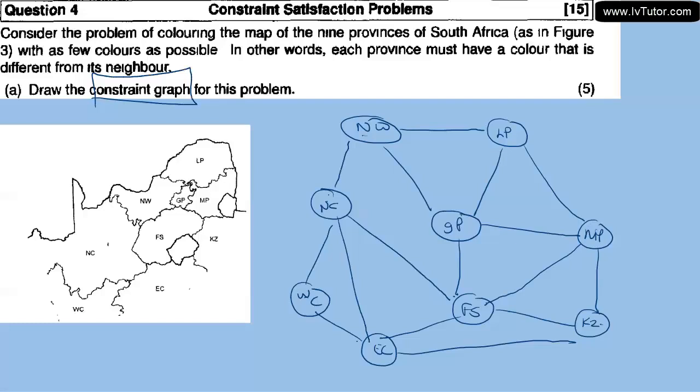From here, we've clearly highlighted where the constraints lie, in a much more visible format. Hence the constraint graph. You cannot draw a constraint graph without knowing the constraints that exist. You have to know the constraints first before you draw a constraint graph. So for 5 marks, we'll do this one.